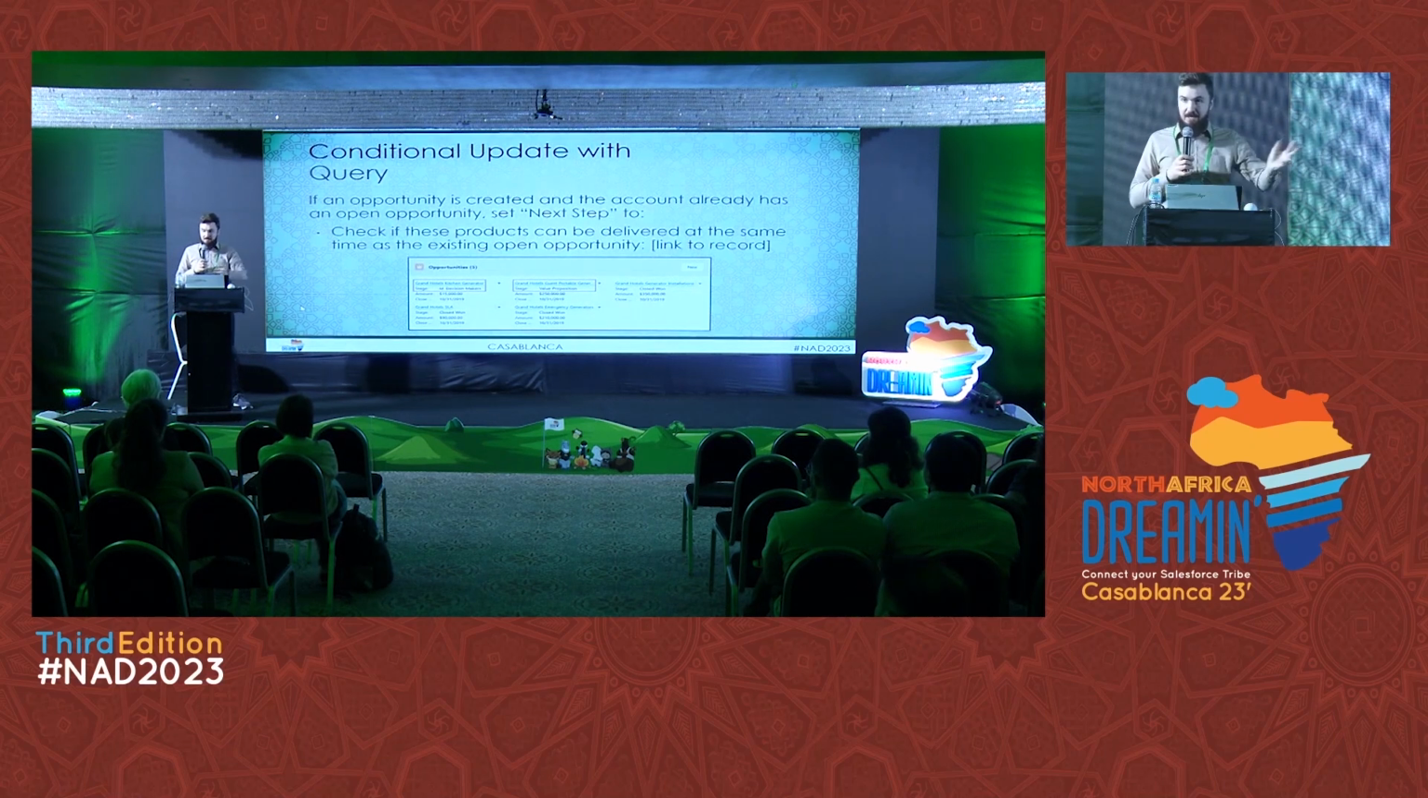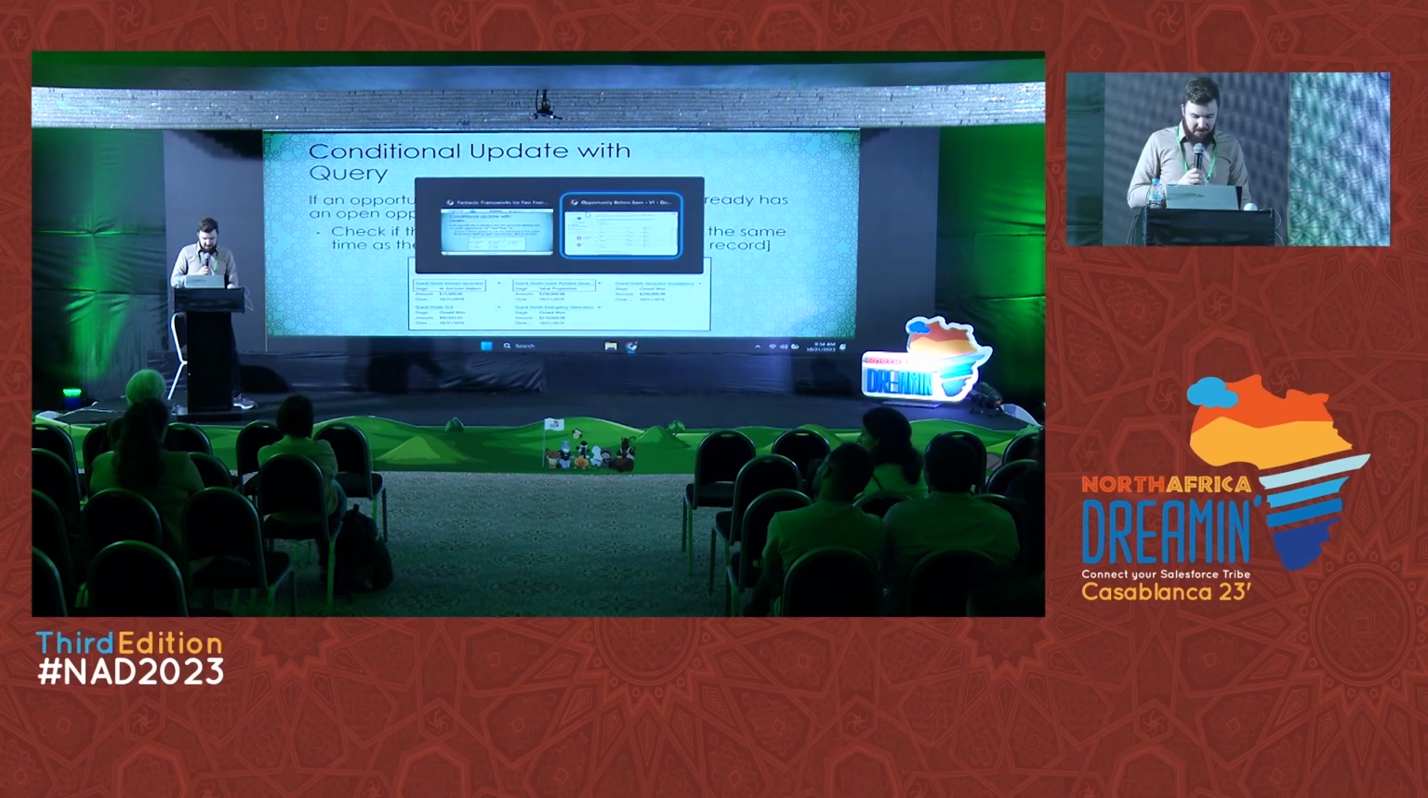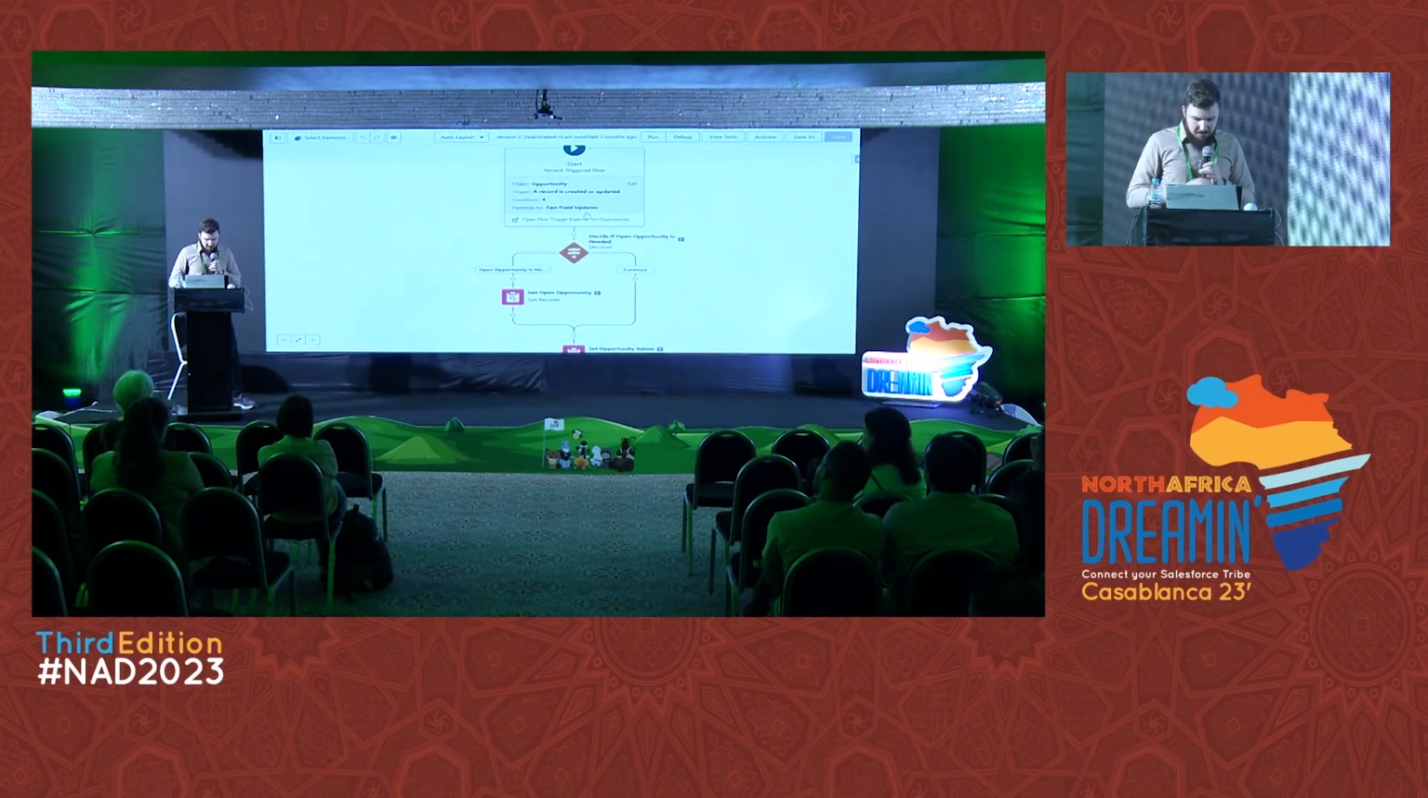So we can link them together and say, hey, let's put all the shipments on one of them. So they want to check to see if there's any other open opportunities, and then if one exists, they want to put a link to that record so the salesperson can go right to it. Now we're going to store that in the next step field on the opportunity. What I want to highlight with this example is a couple things.